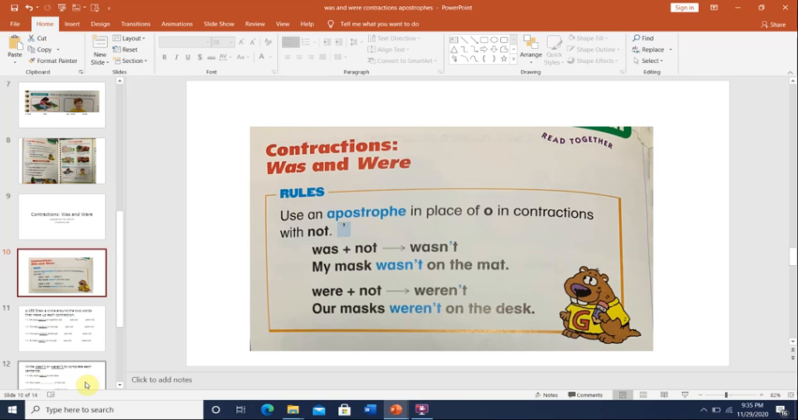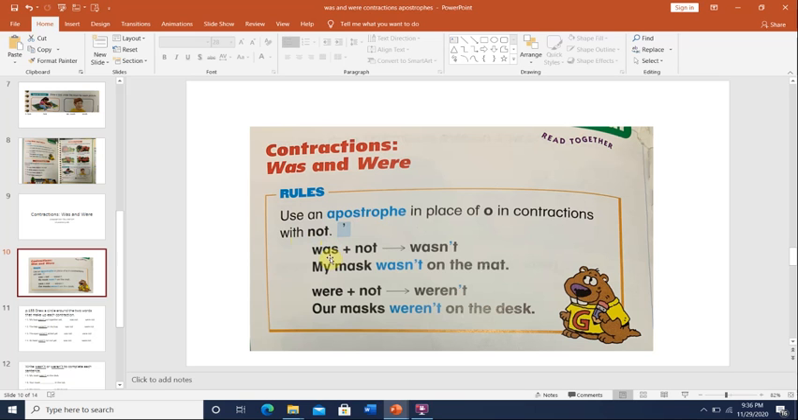So here, what did we say about contraction? We said a contraction is a short form of two words. What do we use to join those two words? We use an apostrophe, right? It says use an apostrophe in place of O in contractions with not. Like last time when we took is and not, we wrote the word is, and then we wrote N, and then we put apostrophe, and then we put the T. Today we will do the same thing to add not with was.